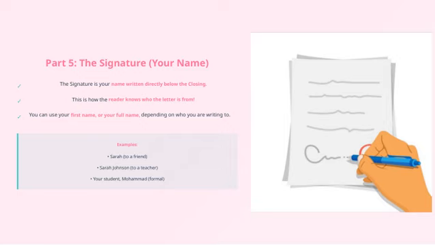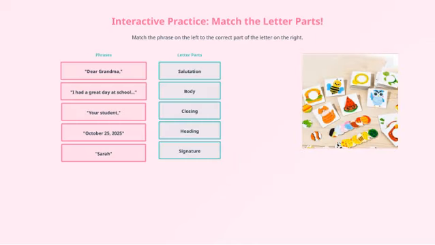Remember, this signature helps the reader understand exactly who sent the letter, closing it off nicely. It's an essential part of your letter's overall professionalism and clarity. Now let's take a closer look at this interactive practice activity. We're asked to match each phrase on the left to the correct part of a letter on the right. This is a great way to reinforce understanding of the different components that make up a proper letter.